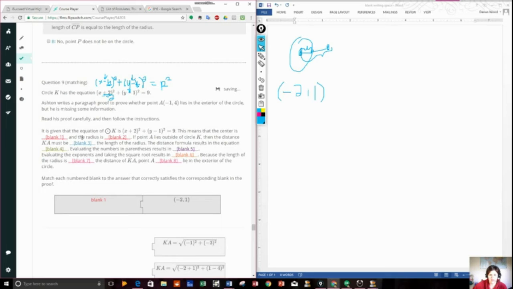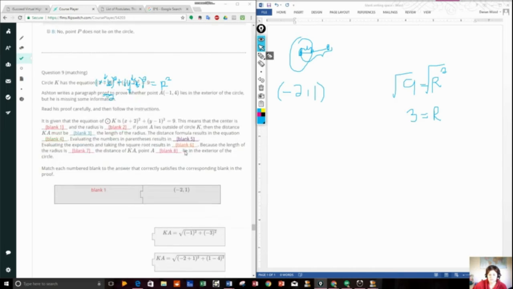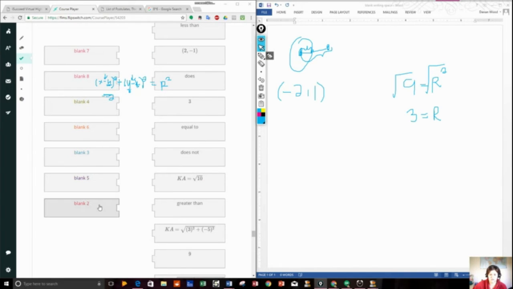Okay, and the radius is, well, 9 has to equal r squared. So 9 equals r squared. The inverse operation of a square is a square root. So what is the square root of 9? It is 3. 3 equals our radius. So our radius is equal to 3.